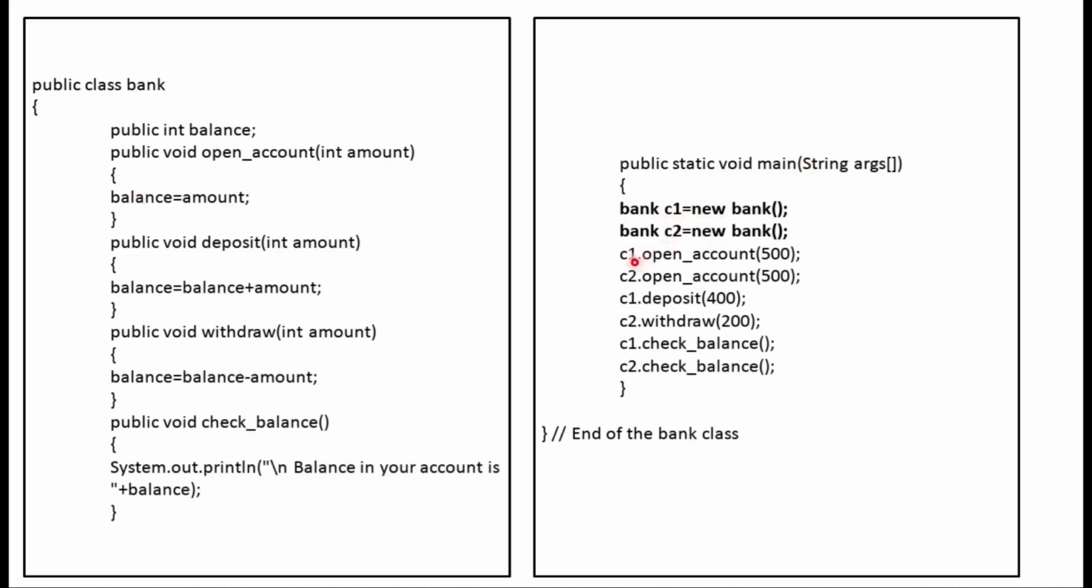Once C1 and C2 are created, I need to open the account. So C1.openAccount 500 bucks, C2.openAccount 500 bucks. Both C1 and C2 opened their accounts with 500 bucks. C1 deposited 400. That means C1 executed a method called deposit by passing a value of 400. And C2 executed withdraw with 200. And afterwards, C1 check balance, C2 check balance. After executing this complete program, I should see the output: C1's balance should be 900 bucks and C2's balance should be 300 bucks.